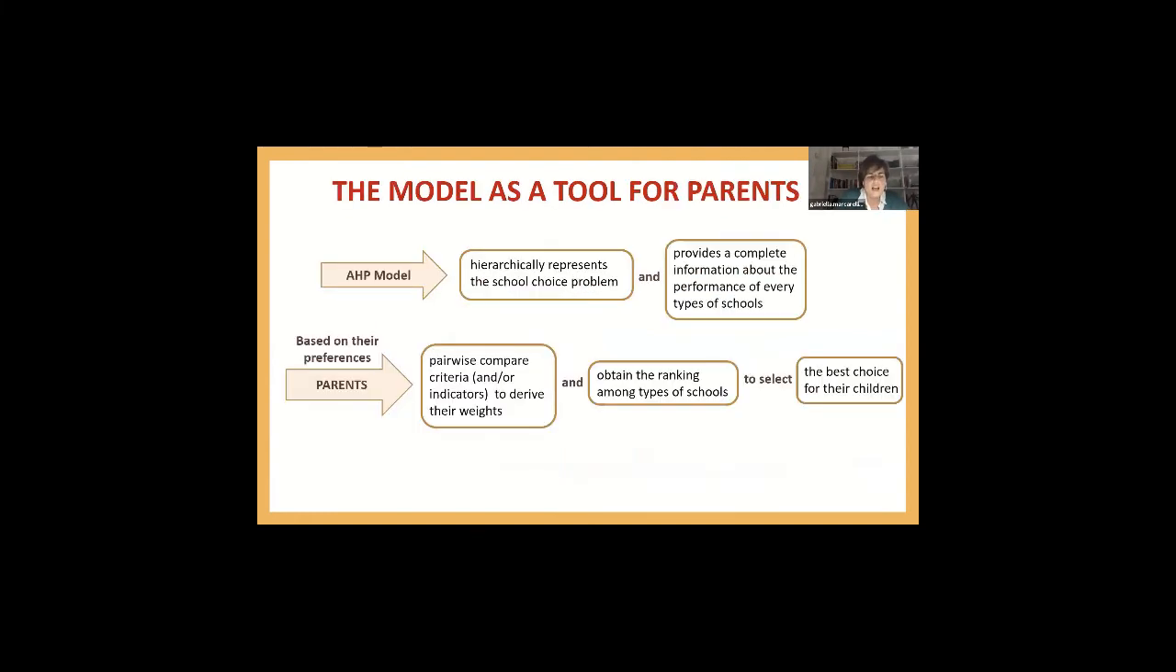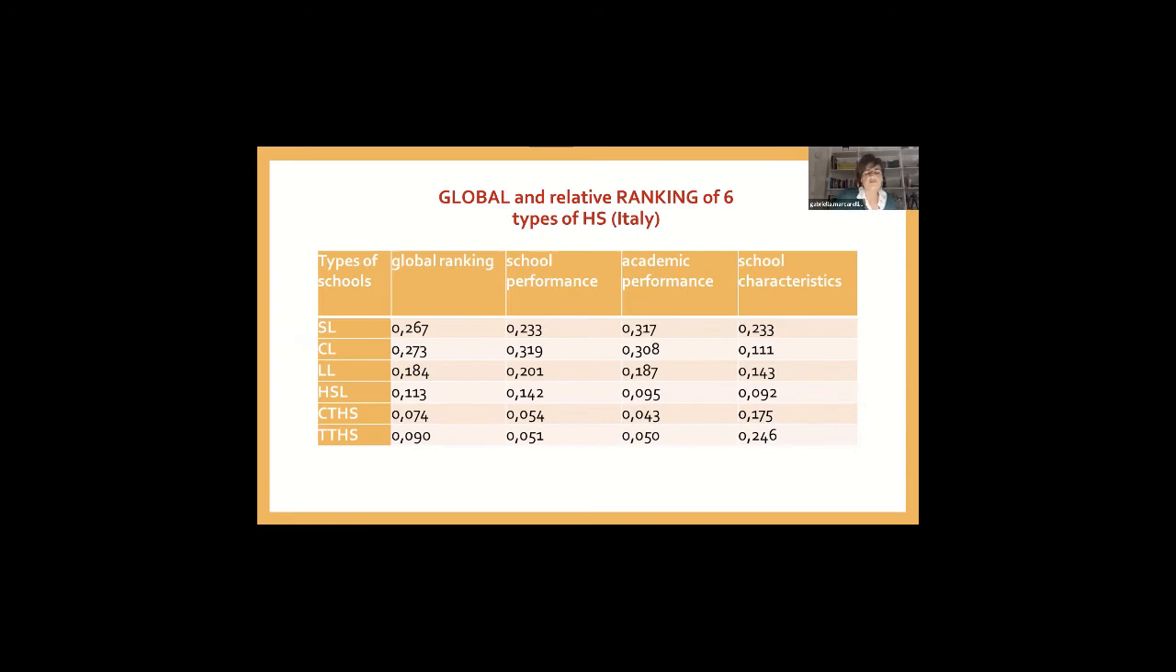Our model provides parents with a tool for selecting the best type of school. The hierarchical structure describes the general framework in which parents have to move and provides more complete information about all the elements they have to take into account for selecting the best school type for their children. Based on their preferences, parents will be able to assign different weights to criteria according to the importance they attribute to them. Based on the weights we assign to criteria, we calculate the global and the relative priority vectors. Our results are in line with those obtained in the pilot study in a small geographic area.